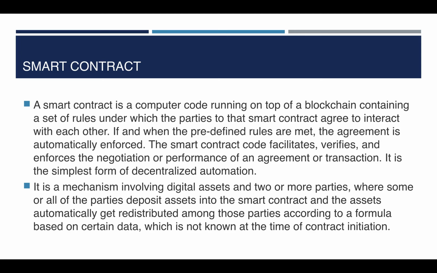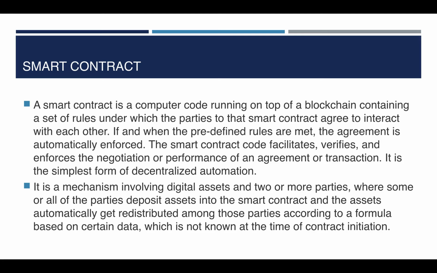Now let us understand what smart contracts are. A smart contract is computer code running on a blockchain network. It contains a set of rules which both parties have agreed upon. When these rules are met, the agreement or the smart contract will get automatically executed. A smart contract between two parties is mainly for transferring digital assets in the network.